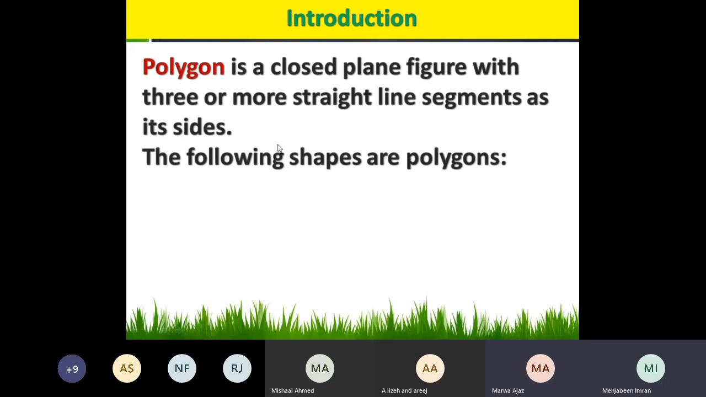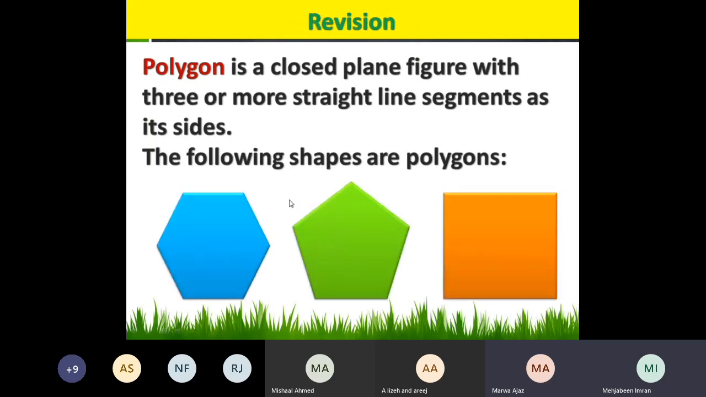Now, a polygon, you people know, is a closed figure. It should be a closed one, made up of three or more straight lines, not less than three. The sides should be equal to each other. All the angles and all the sides are equal to each other. These are a few shapes of polygon. There are many more: hexagon, pentagon, and a square.